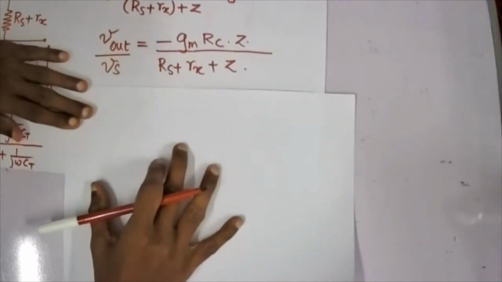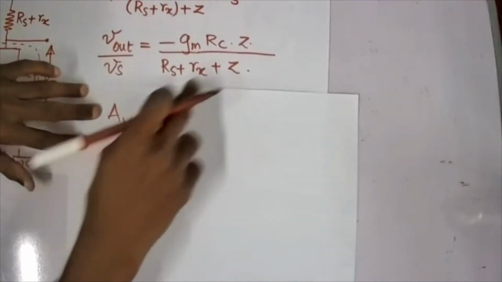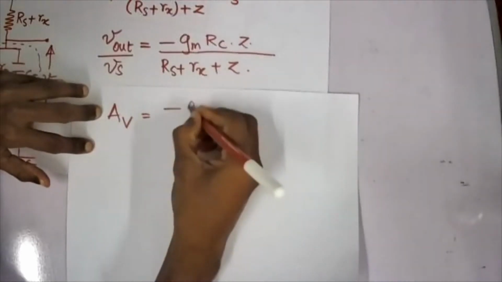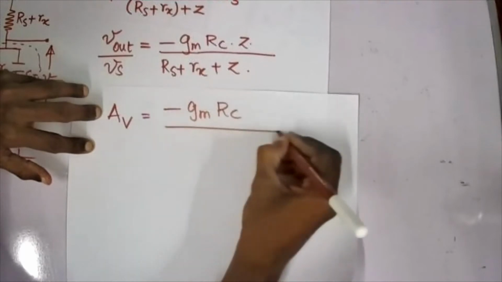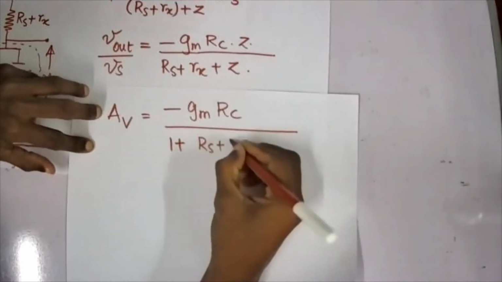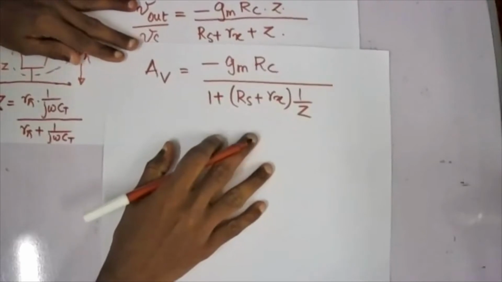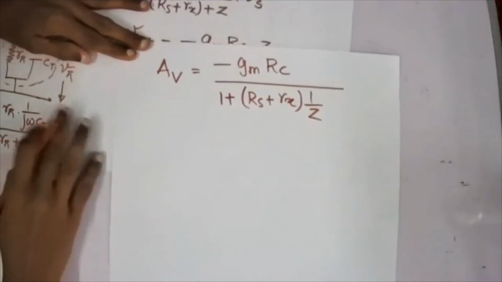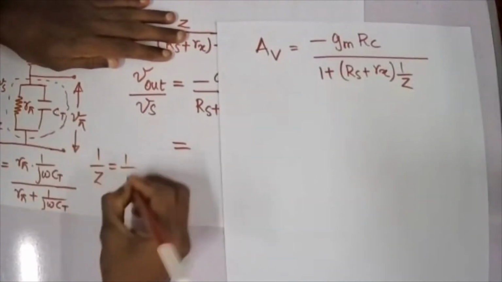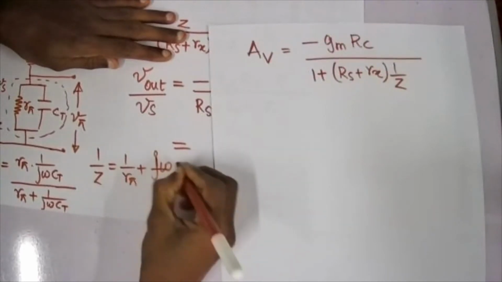In simple terms, my AV, V out by Vs, will be AV. So divide numerator and denominator by Z. So I can simply write this as minus Gm into Rc divided by 1 plus Rs plus Rx into 1 over Z. So 1 over Z will be the inverse of this one. Or simply, using parallel resistance, 1 over Z equals 1 over R pi plus 1 over 1 over j omega C, which becomes j omega C.